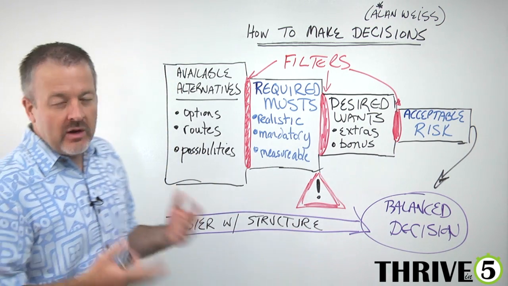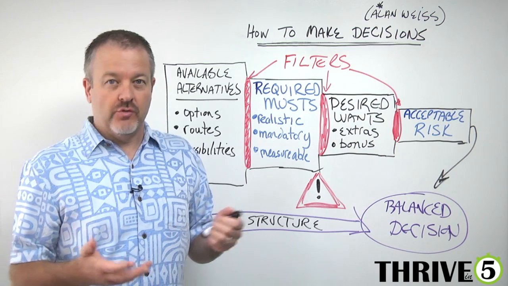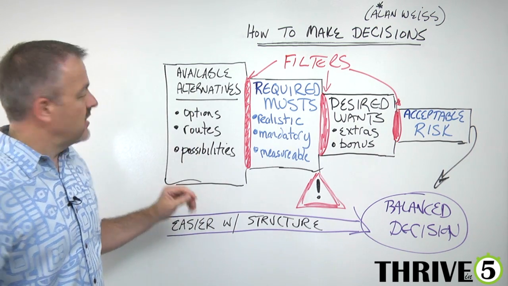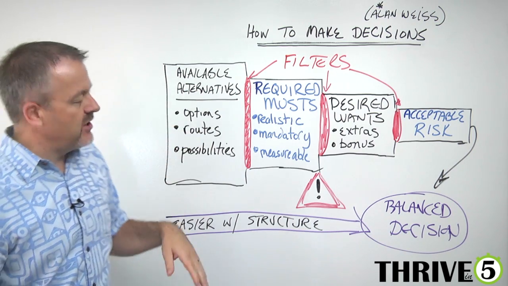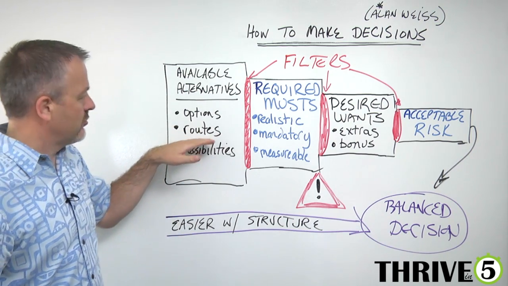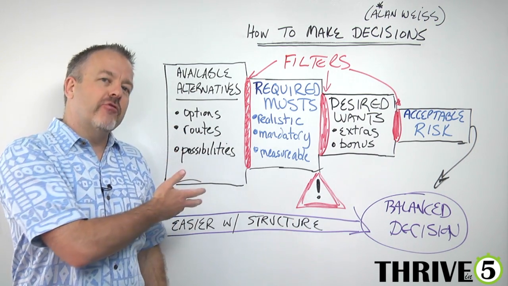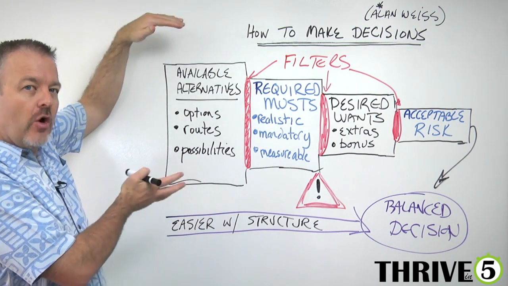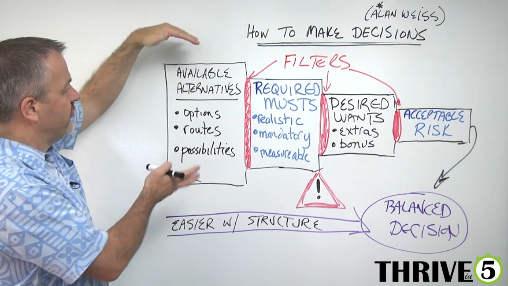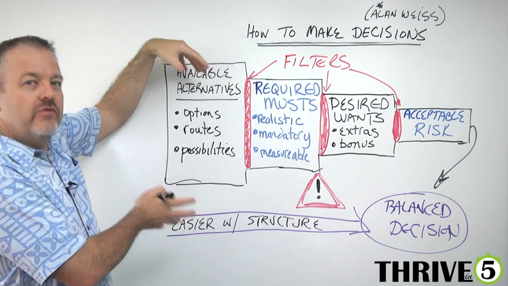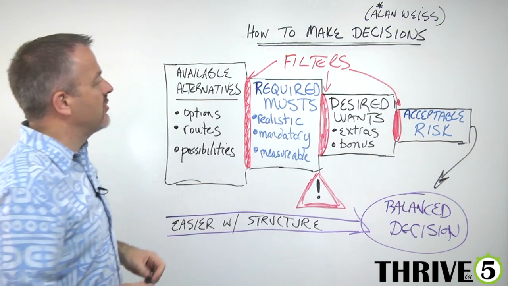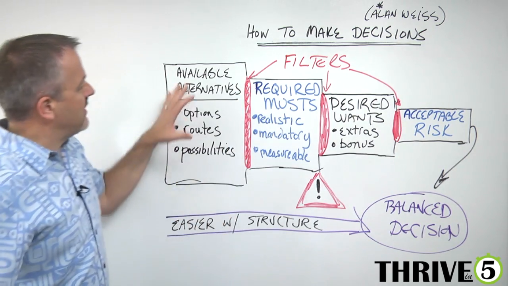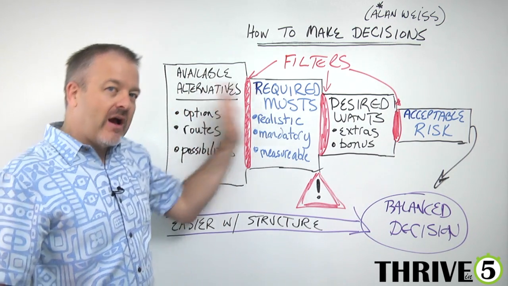One of the first things we often come to when we're thinking about making a decision are all the available alternatives. They could be options, they could be different paths or routes to take, they could be different possibilities. We've got all these available alternatives, but the only way to leave that alternative pile and move to something more helpful to making your decision is to run it through a filter. A filter is a way to take all of this stuff and drive it forward.